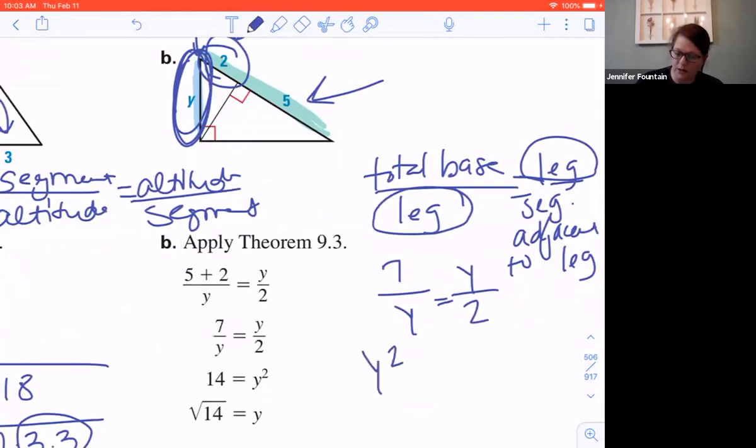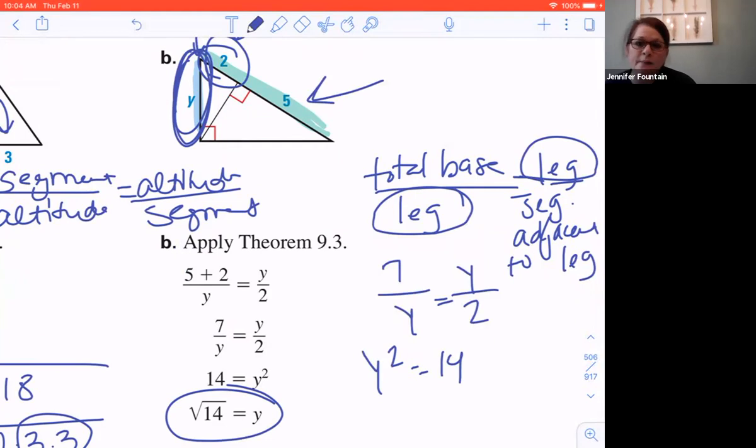So I have y squared is equal to 14. Therefore, since 14 will not simplify, my factors of 14 are 2 times 7. Both of those are prime, so they cannot be simplified. So you could either write it as the square root of 14, or if you wanted to do the decimal equivalent, you're more than welcome to. If you decide to use decimal equivalents, you can always just round to your nearest tenth.